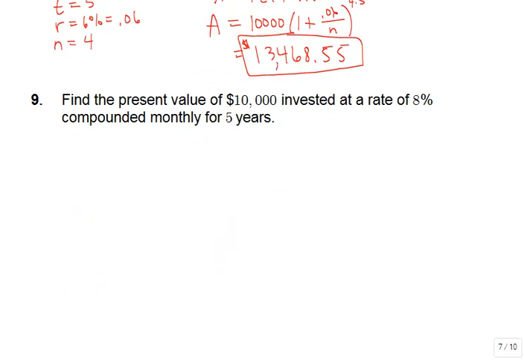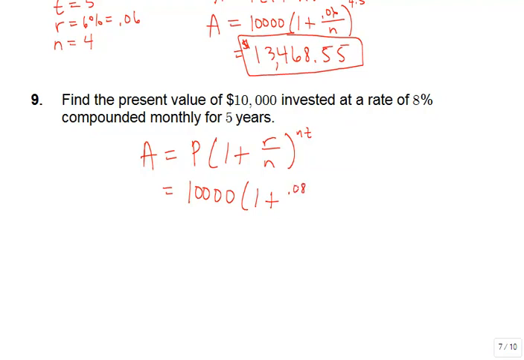Okay, let's try this again. Find the present value of $10,000 invested at a rate of 8% compounded monthly for 5 years. So again, using this same formula, P times parentheses 1 plus R over N raised to the NT, our principal here is $10,000. Our interest rate for the year is 8%, which would be 0.08. We're compounding monthly, which means 12 times per year we get interest, so n is 12. And I'm going to use that n of 12 up here as well in the power, and we're doing it for 5 years.